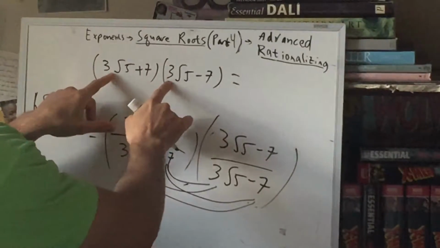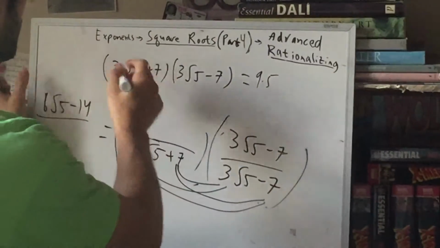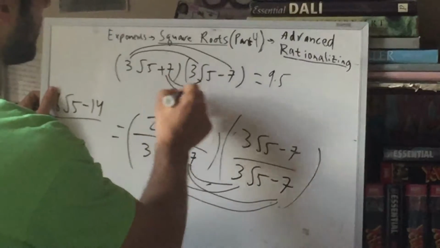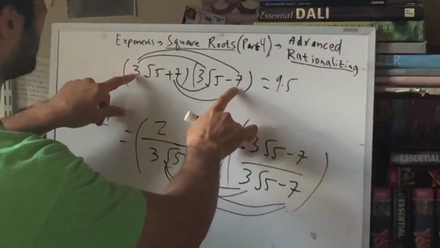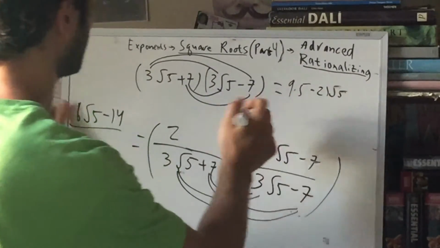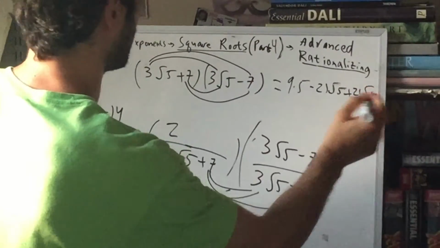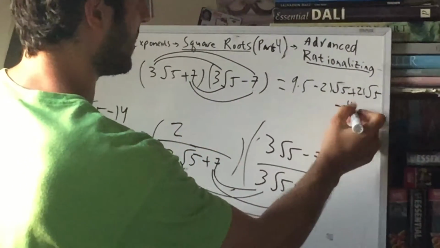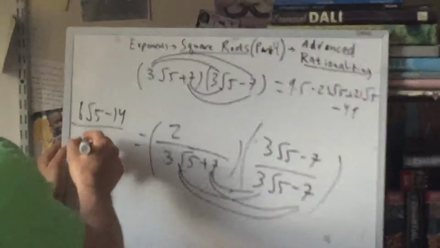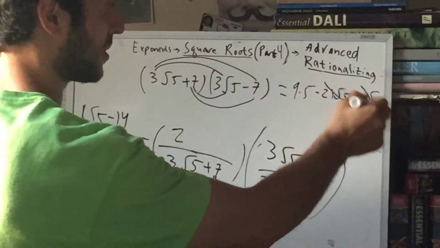The 3 root 5 times the 3 root 5 is just 9 times 5. The square roots cancel. So that's 1. Then we're going to do this one, 2, 3, 4. This is going to be a negative 21 root 5. This is going to be a positive 21 root 5. And this is going to get us negative 49. So 45 minus 49 is negative 4. And this is a negative and positive same number, so these cancel.